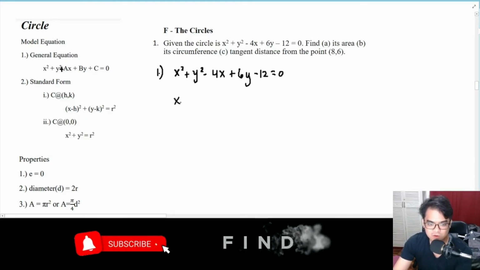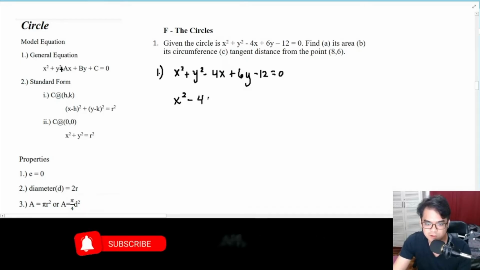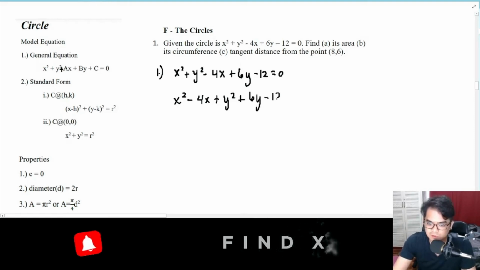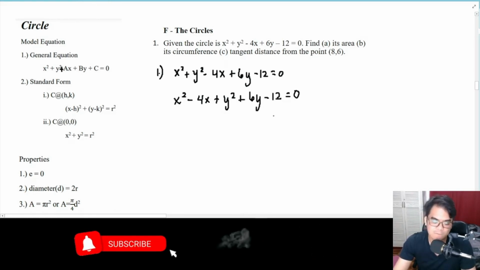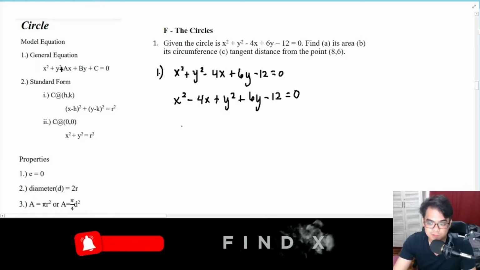Rewriting this, you'll have x squared minus 4x, and then plus y squared plus 6y minus 12. I'm just rearranging the terms, so this is still the same equation. I didn't do anything else. And then we will now apply completing the square.